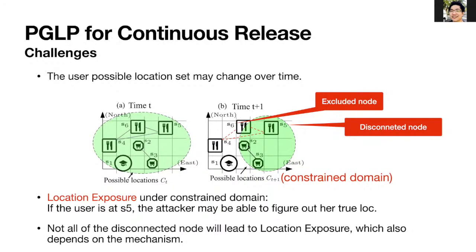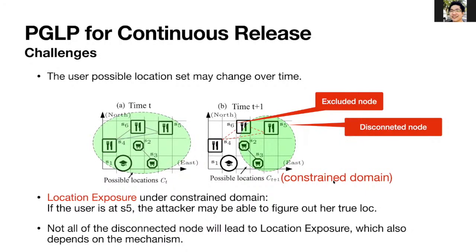So you can see the attacker may know more precise information about the user's possible location set at time t plus one. So the possible location set here, C t plus one, is smaller than the previous one. We call this the constraint domain.